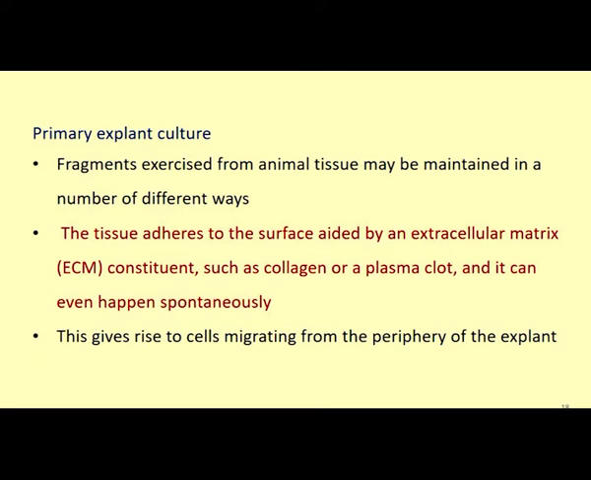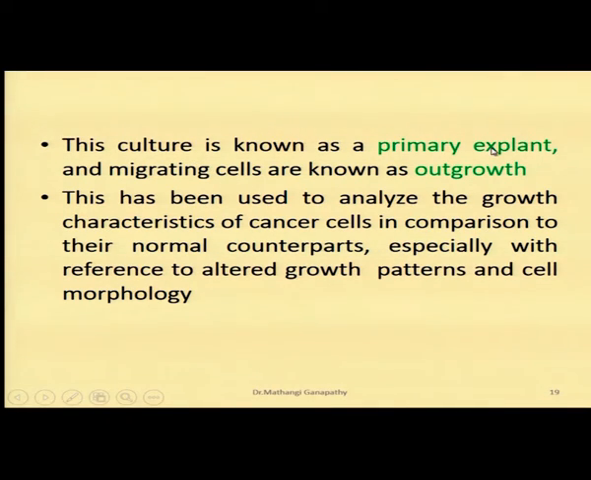Primary explant culture. Fragments excised from the animal tissue may be maintained in a number of different ways. The tissue adheres to the surface aided by an extracellular matrix constituent, and this can be a collagen or a plasma clot, and it can even happen spontaneously. So this gives rise to the cells migrating from the periphery of the explant. So when you have an explant and it is normally held together by the extracellular matrix, sometimes even the peripheral cells can separate out from this explant. This culture is known as the primary explant, and the migrating cells, we call them the outgrowth.